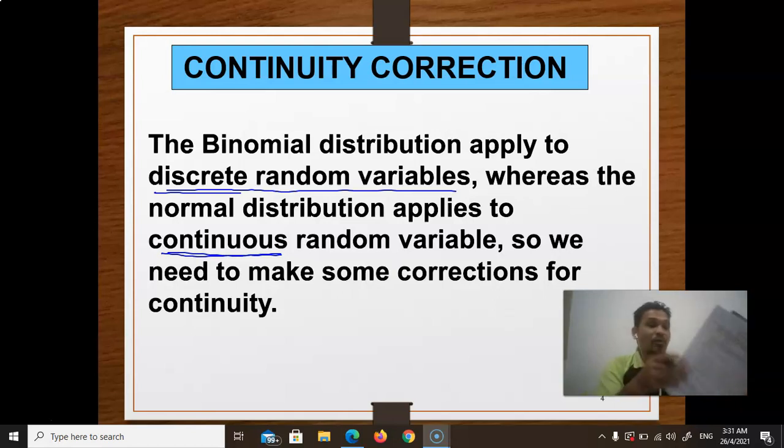Meaning, not just for binomial can we transform into the normal, but also for Poisson. But in this syllabus for this time, we're just going to look at the situation where from binomial we use the normal to solve the questions.